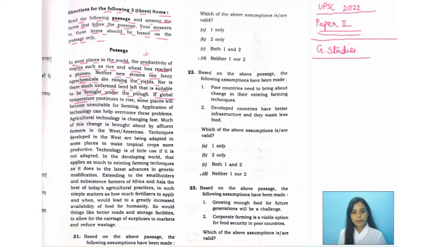If global temperature continues to rise, some places will become unsuitable for farming. Now they're talking about climate. Applications of technology can help overcome these problems. Agricultural technology is changing fast. Much of this change is brought about by affluent farmers in the West or the Americas.